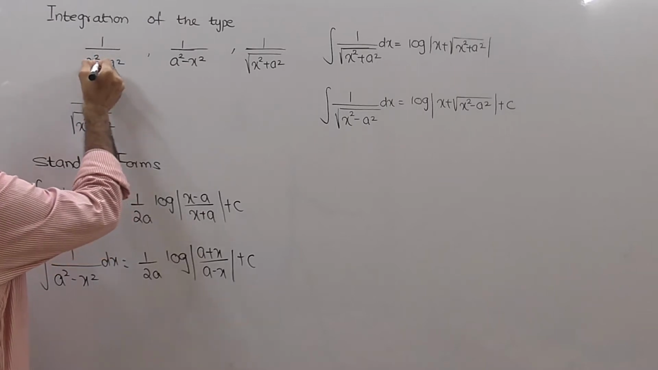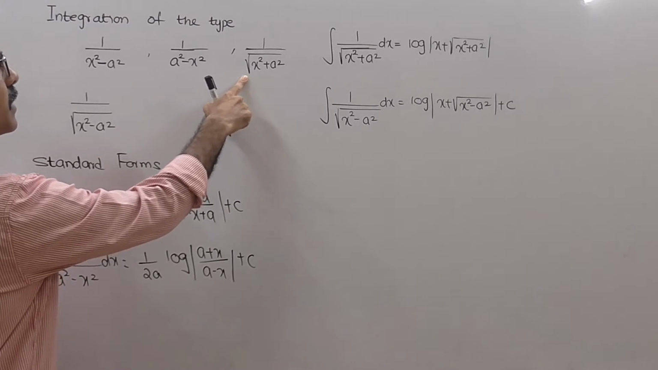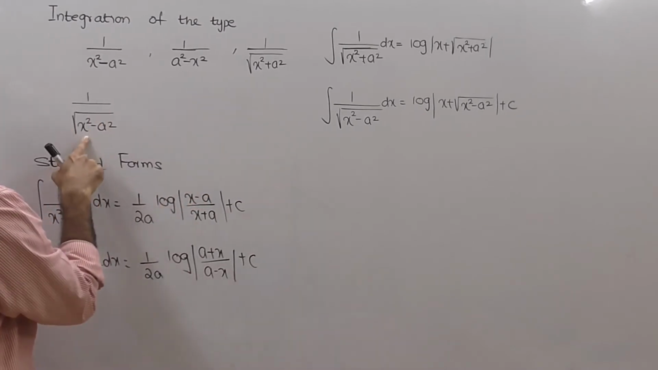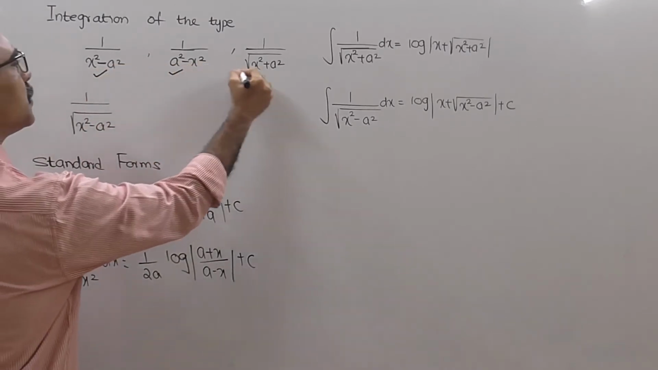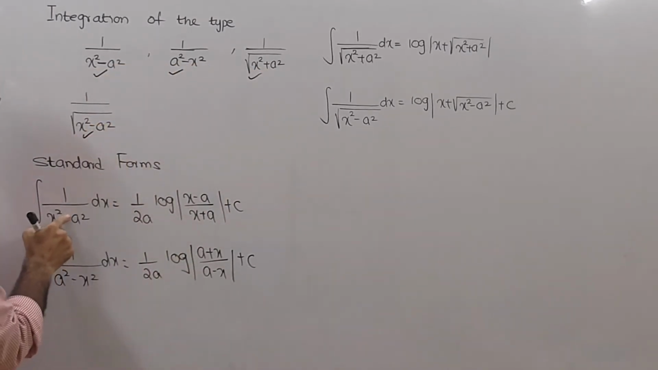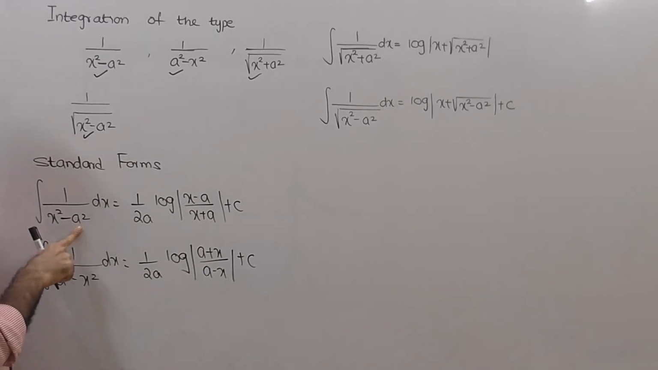Integration of the type 1 upon x square minus a square, 1 upon a square minus x square, 1 upon root of x square plus a square, and 1 upon root of x square minus a square. So there are 4 types: 1, 2, 3 and 4.